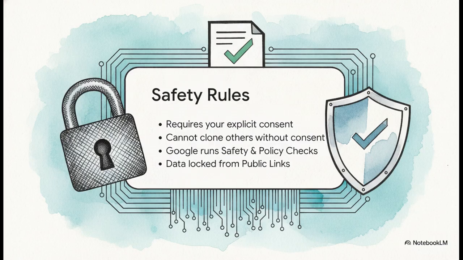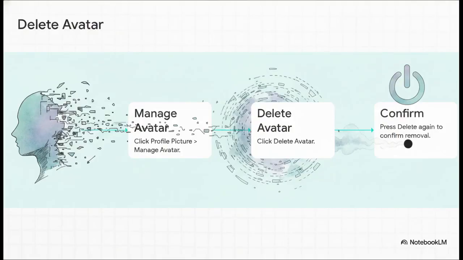And finally, your avatar data is heavily secured. It cannot be shared around the internet via public project links. Your digital identity is completely locked down. And beyond those safety checks, you always retain ultimate control over your likeness. If you ever decide you just don't want your digital clone to exist anymore, deleting it is just as easy as making it. You just open Google Flow, click your profile picture, select Manage Avatar, hit Delete Avatar, and confirm. With just those few clicks, your visual and audio data is permanently wiped from Google servers. You are completely in the driver's seat.